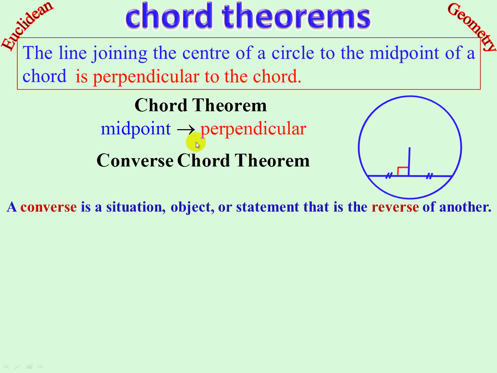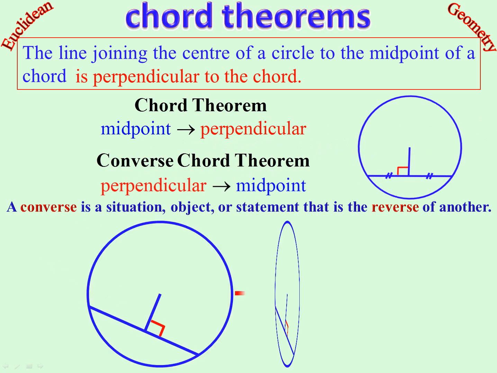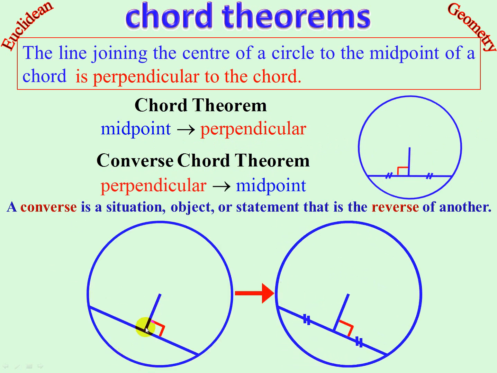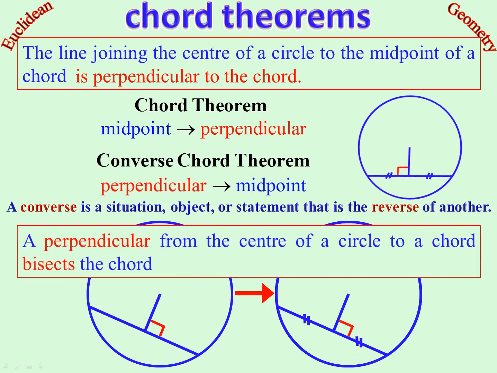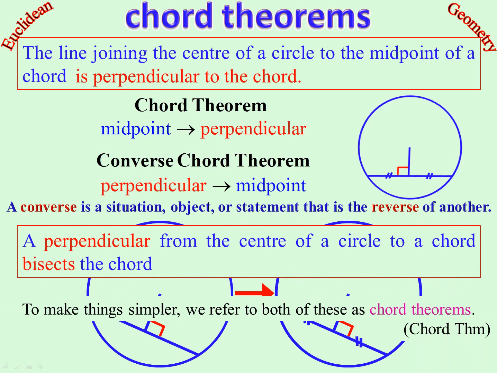This one is, midpoint means perpendicular, and the converse would say perpendicular equals midpoint. Well, if we draw a perpendicular from the center to a chord, it does bisect the chord. Therefore, there's the theorem: a perpendicular from the center of a circle to a chord bisects the chord. And we refer to these as the chord theorems.